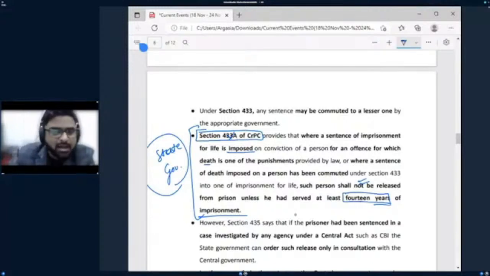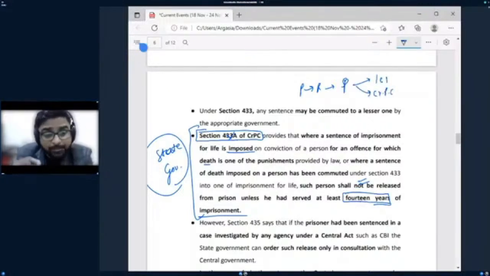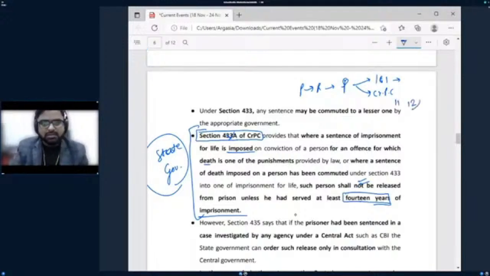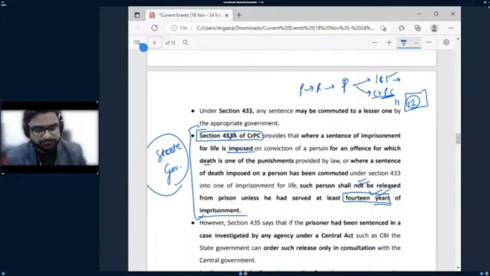अब difference समझते हैं. मान लेते हैं, let's take an example. A person commits a rape. That person is sent to prison. That person has two chances. Either he can go to 161 or he can go to CRPC. In 161, the governor can pardon that person the next day itself. Means you are convicted on the 11th. On the 12th, using Article 161, you can be freed from jail. But under CRPC, you have to serve at least 14 years. Clear हो रहा सबको difference? Then only you can be pardoned.